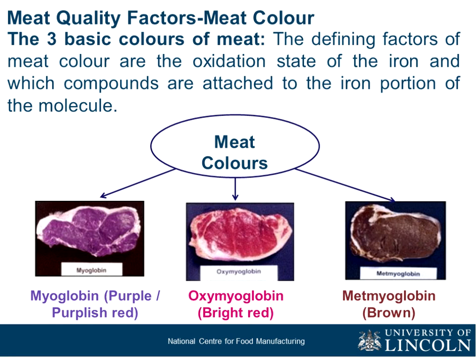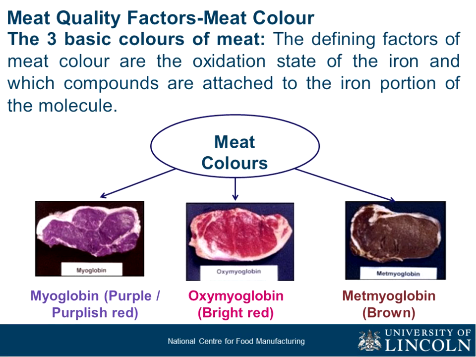Now, I also remember talking about the colors of meat. We have the purple color, the bright red, and the brown. The question now is, which one do you think is the best? But the truth of the matter is, meat can be in these 3 different colors, depending on the oxidation state of the meat.